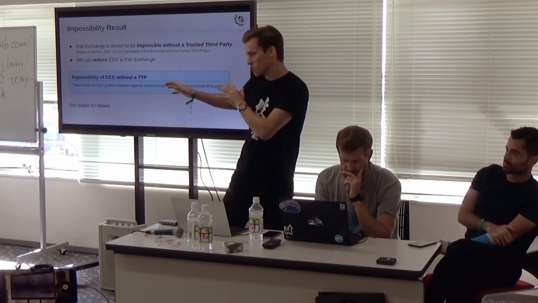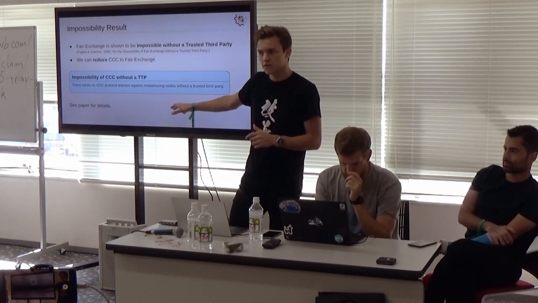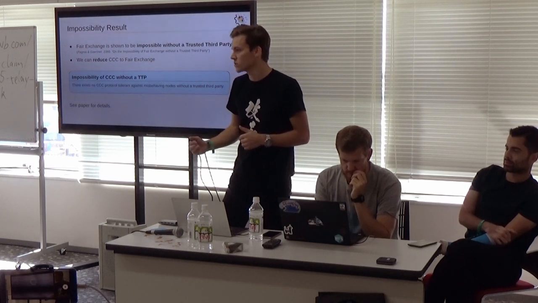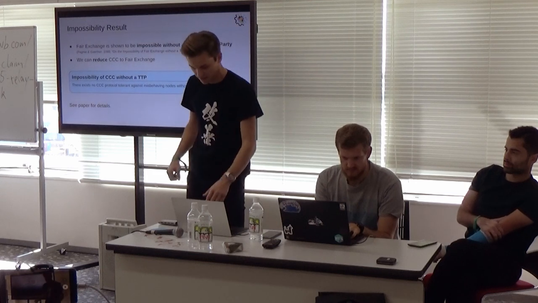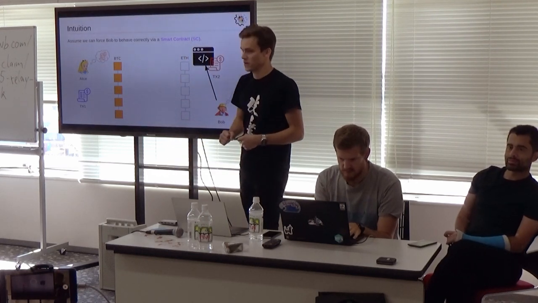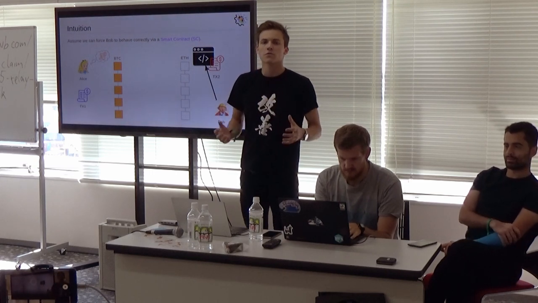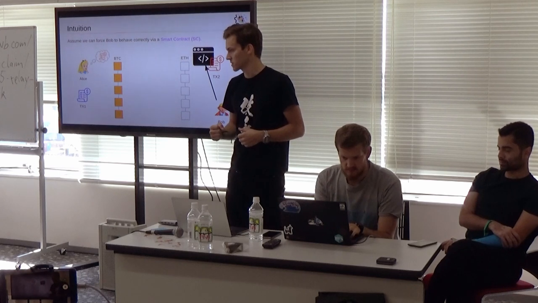So again, we conjecture right now that it's impossible, right? And there's basically a proof sketch in the paper, and I'll try to give an intuition here right now, because obviously I don't think you should just trust me by me saying it. So let's assume again we have a smart contract in Ethereum. And the smart contract allows us to do way more things than just HTLCs. So it kind of supersedes hash time lock contracts in this case.